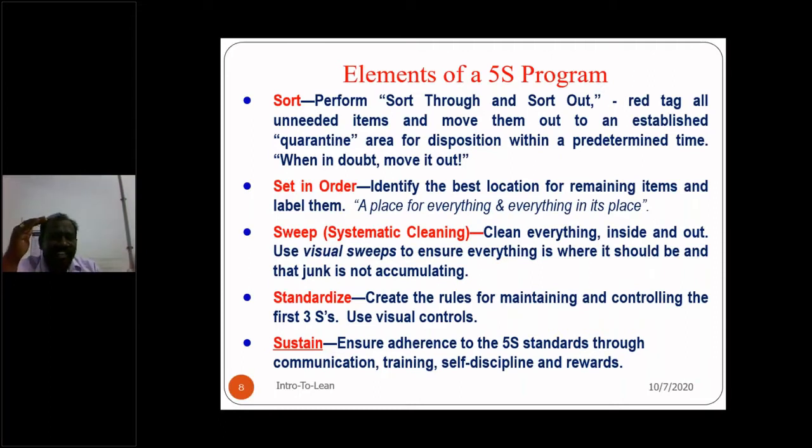Sweeping and cleaning everything inside and outside, and it should not become junk, accommodating many places. And we have to standardize the things. I would like to share one example with you if the time permits. We also have to sustain and adhere to the things, communicating self-discipline and rewards. It will not take much time.